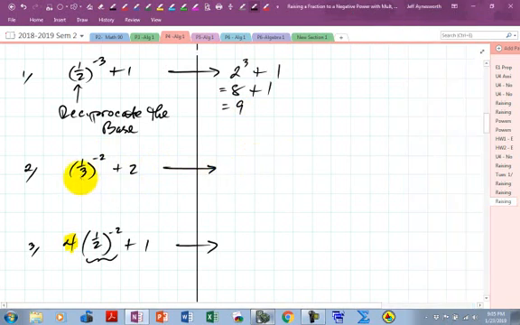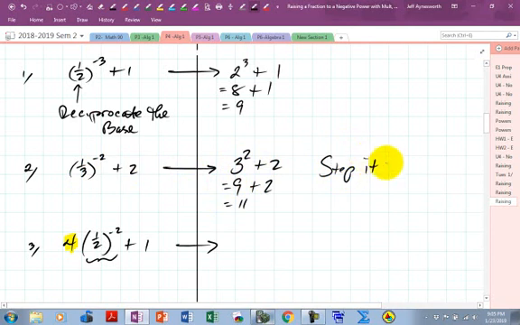Okay, so suppose you have 1/3 to the -2 power plus 2. Well, you reciprocate 1/3 to get 3, then square it, and then add 2. Well, 3 times 3 is 9, and when you add 2, you get 11. And so if you step it out, you will get some good answers.